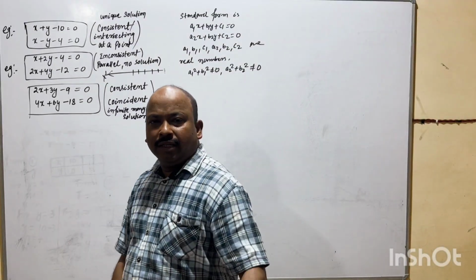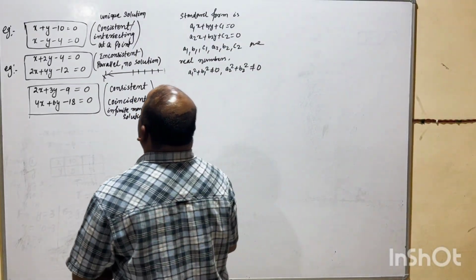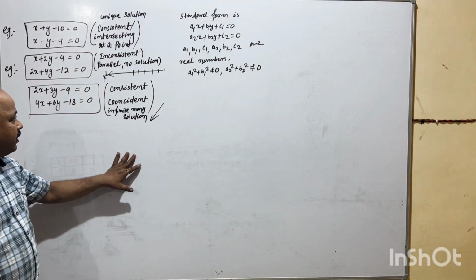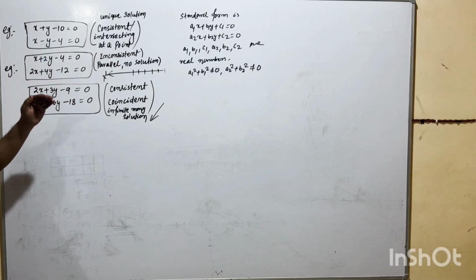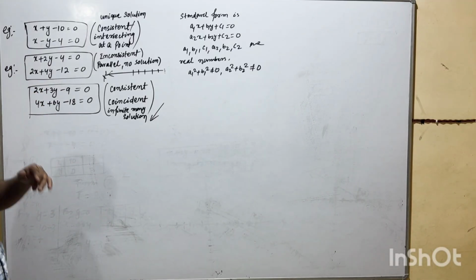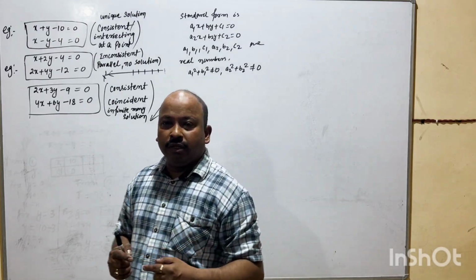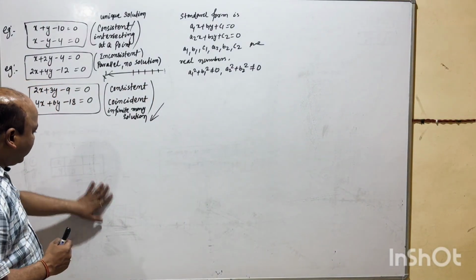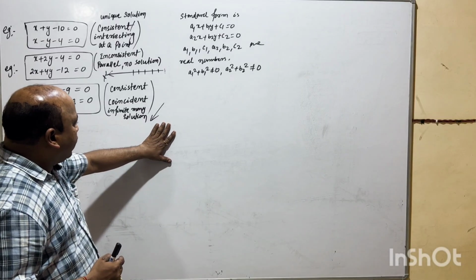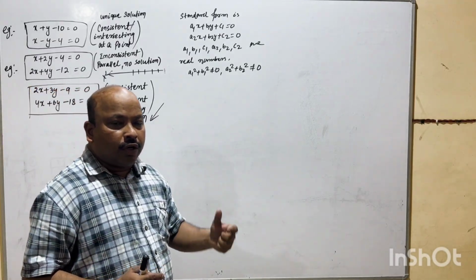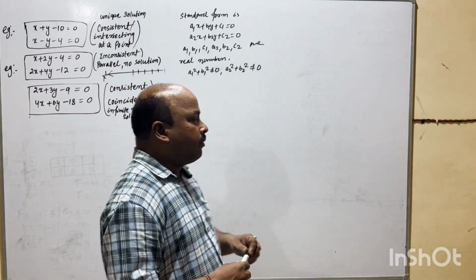So dear students, in the last lecture, I already graphically proved that a pair of linear equations can intersect with each other, be parallel with each other, or be coincident with each other. Now I am going to explain what are the conditions to get the solution of a pair of linear equations in two variables, right?